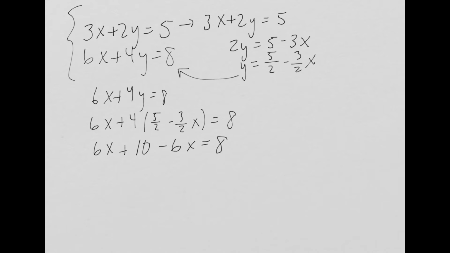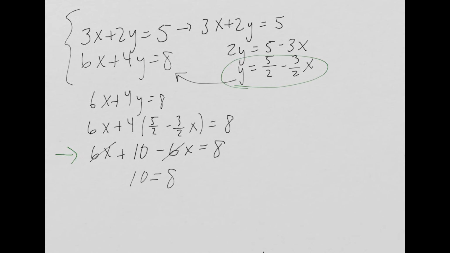Okay, so let's step back for a second and look at what we just did. First thing we did, took the first equation, solved for y. That's nothing new. Took that, plugged it into the second equation, and now I've reduced it down to here. Look at the left-hand side and tell me what's happening. I have 6x plus 10 minus 6x. Well, those are going to go away, and I have 10 equals 8.